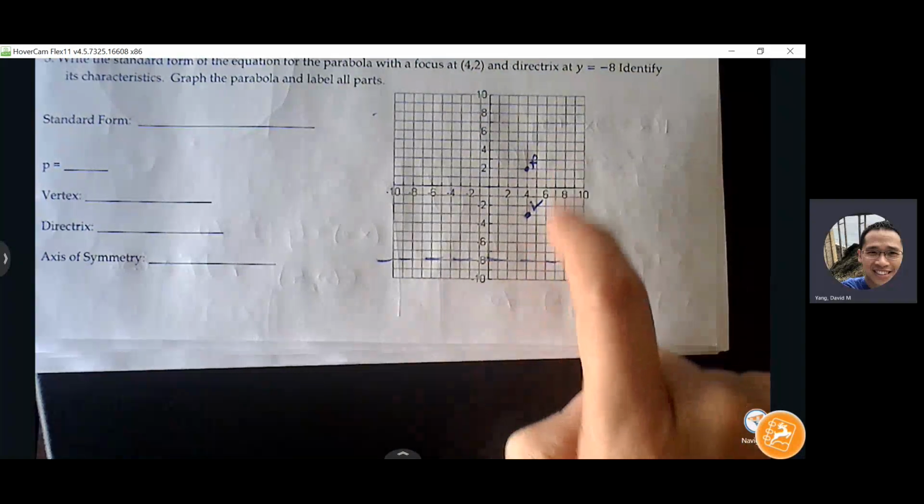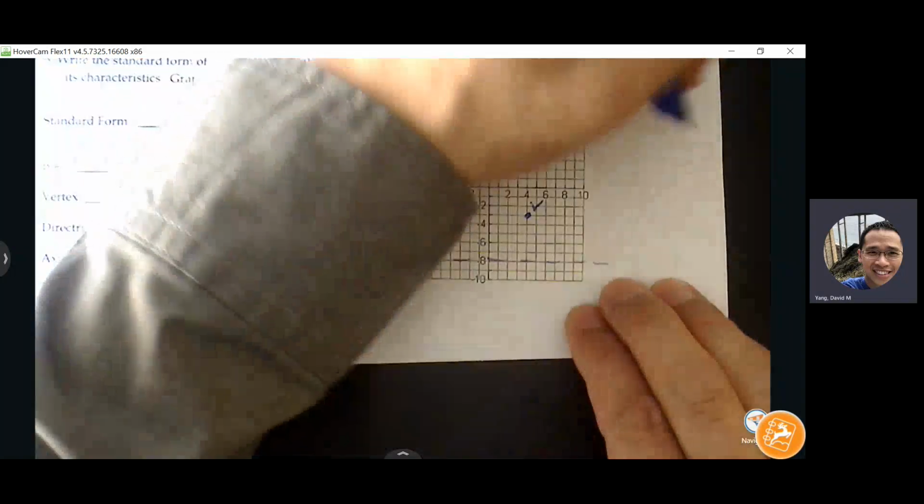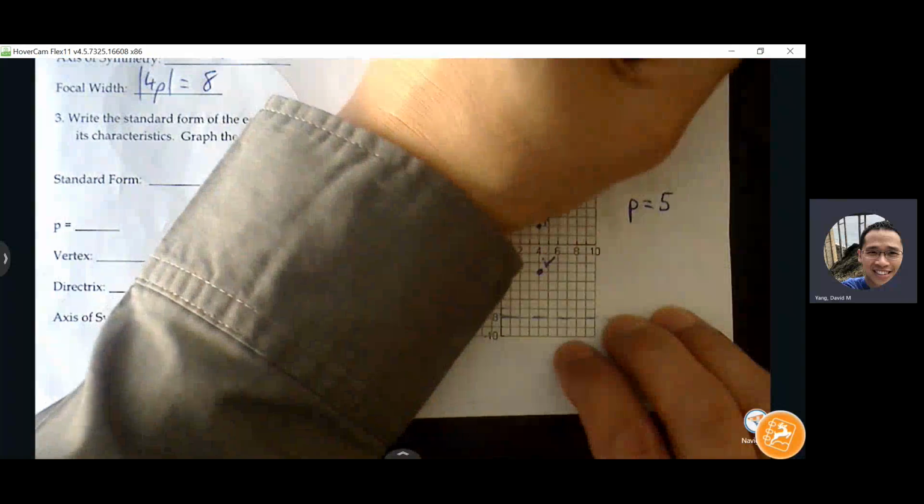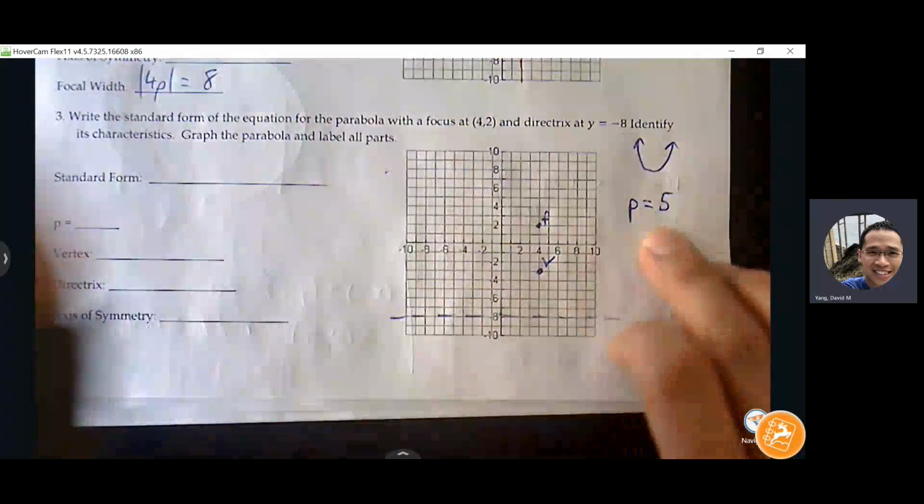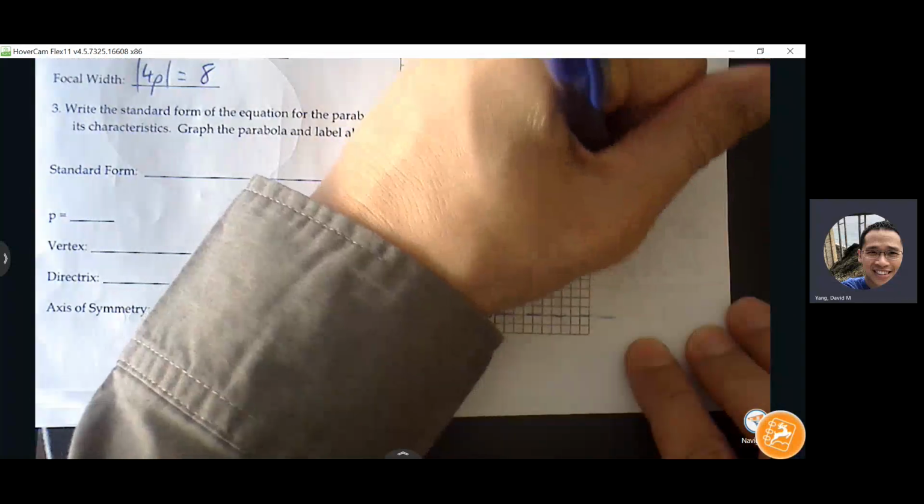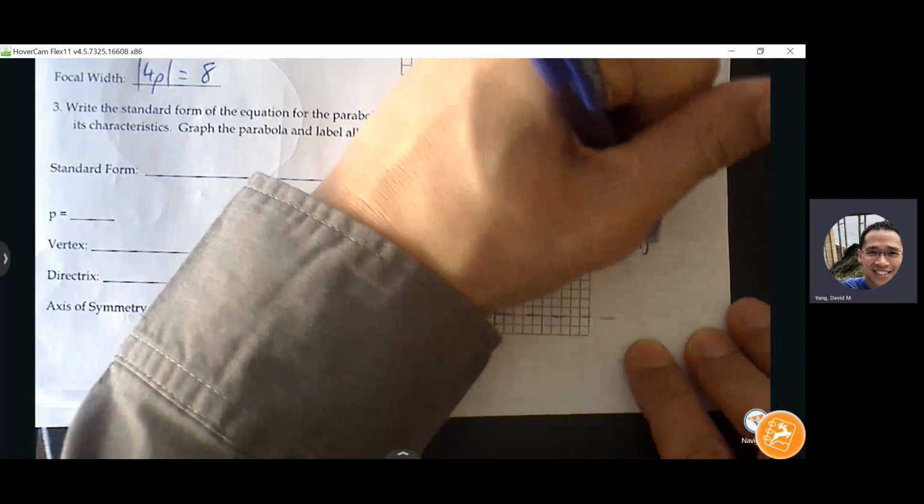And if I know there's 5 units between the vertex and the focus and 5 units between the vertex and the directrix, my p-value must be what? 5. And I know it's opening up. So if it's opening up, I expect my p-value to be positive. And I know the formula that I want to target is going to be the x minus h squared.